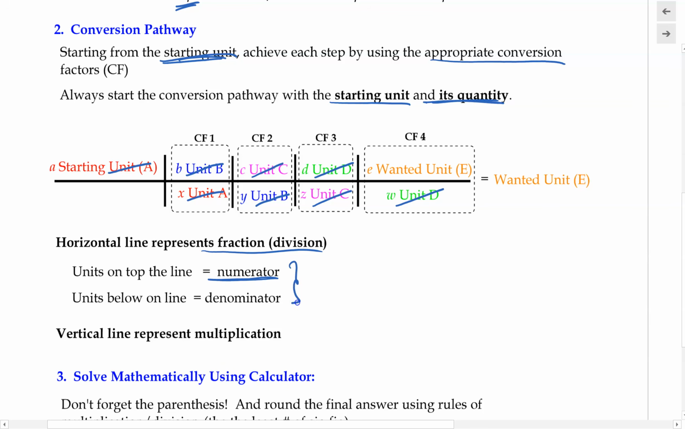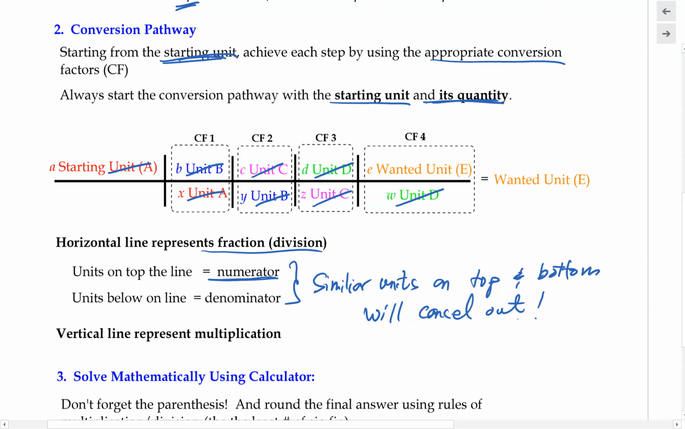Okay, so similar units on top and bottom, or numerator and denominator, will cancel out. Okay, and we should end up with the wanted unit on the top.